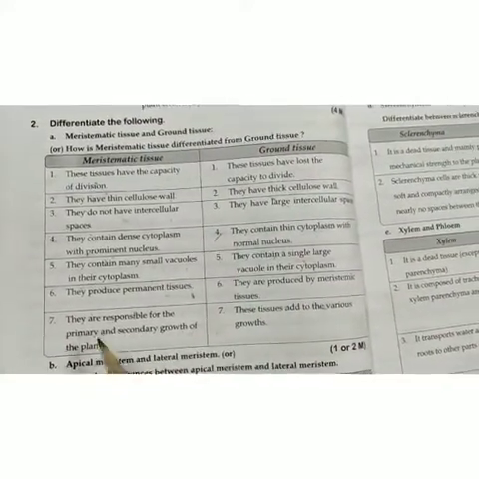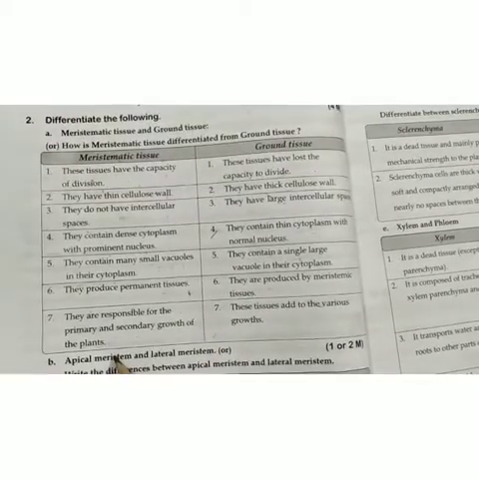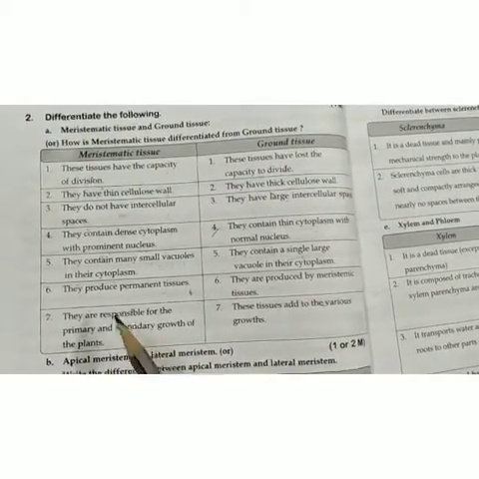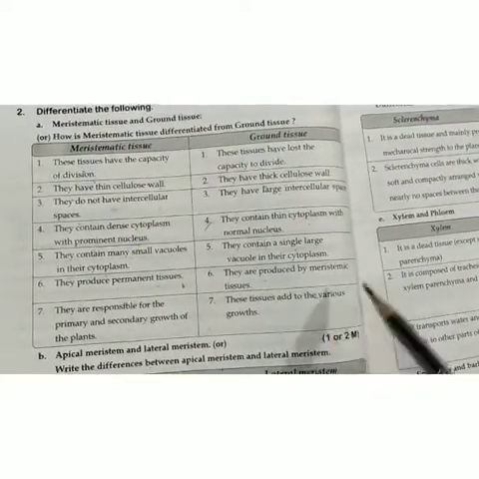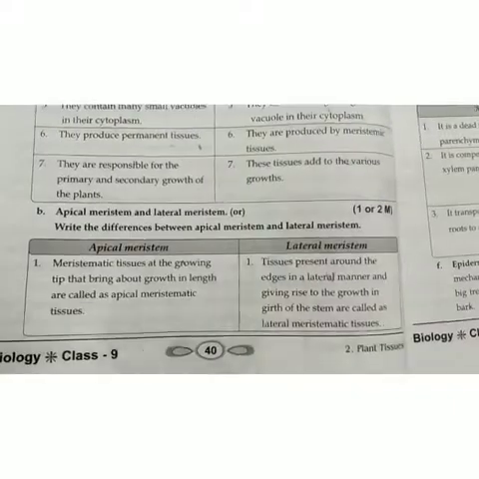They are responsible for the primary and secondary growth of the plants. So in the plants, for growth, meristematic tissues are responsible. This tissue acts in the various growths, right?